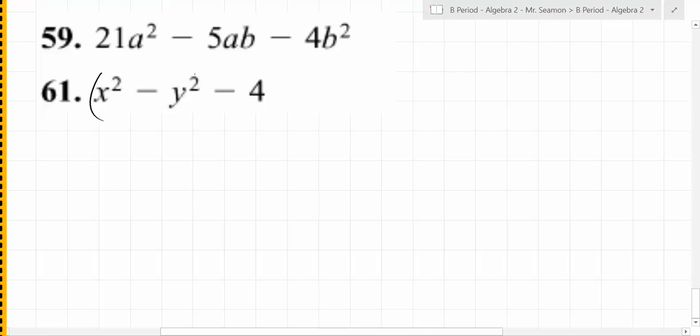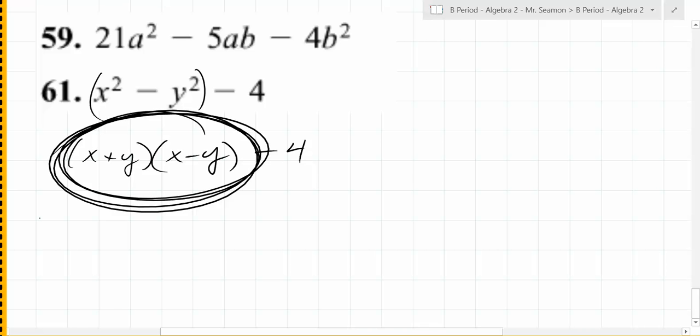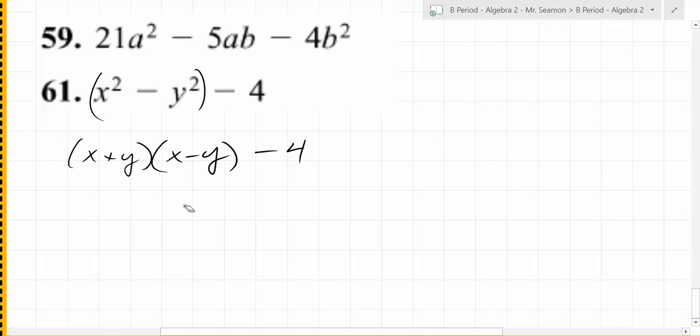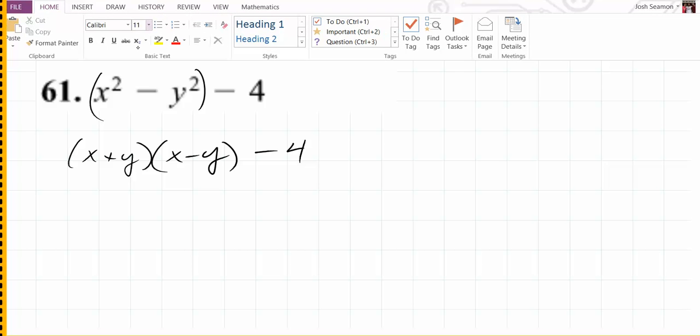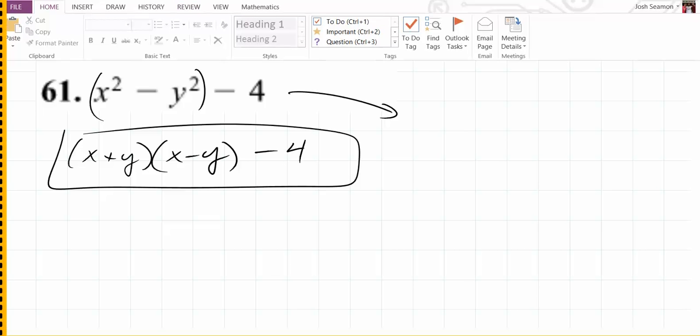So if you just looked at these two, what do you see? The difference of squares right there. So that's going to factor into x plus y times x minus y minus 4. Can you go any further? No. Is this a square? No, it's not. X plus y is not the same thing as x minus y. So this is important for you guys to realize. First of all, you could factor it just like this, and you'd be done. That's fine. Another way to factor it would be to write it like this.